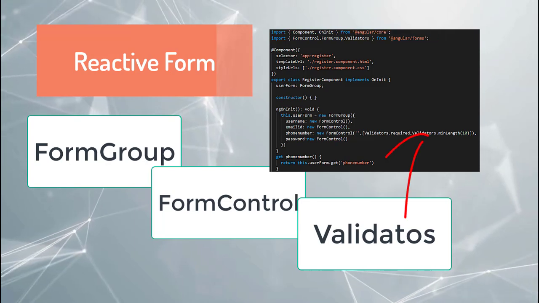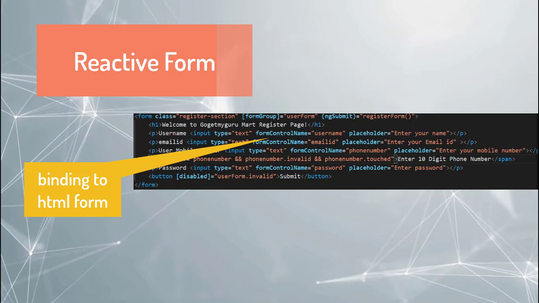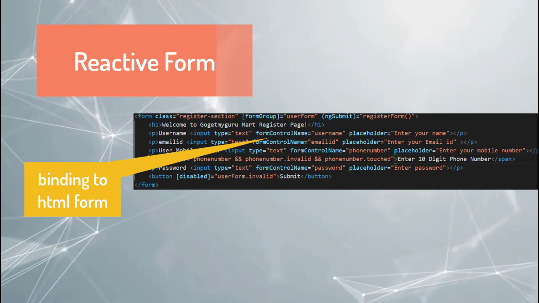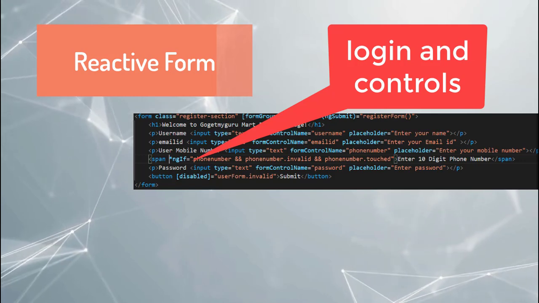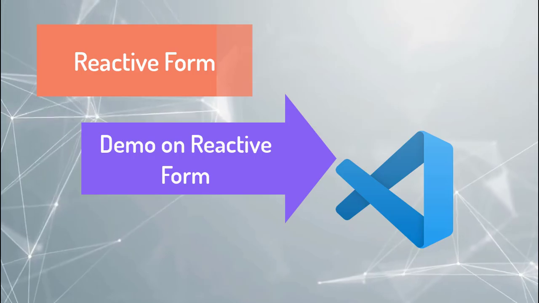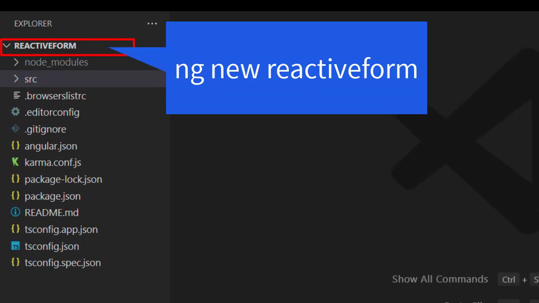And also we can define validation rules in the component class. Then we bind it to the HTML form in the template. Then we'll add logic and controls to the HTML template. We'll start a demo on reactive forms in Angular 12. Here I have created a project called reactive form by entering the command ng new reactive form in the command prompt.